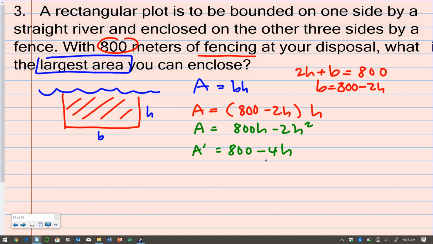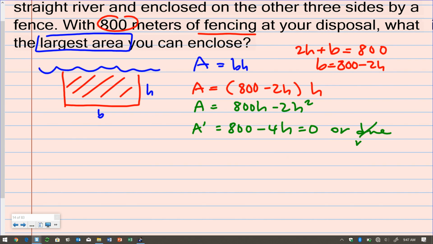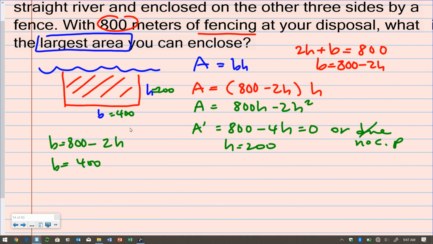Okay, so the derivative is equal to what, guys? Zero, or does not exist. On the does-not-exist side, I'm going to find no critical points. On this side, I'll get H is equal to 200. Okay, so let me go ahead and write that in my picture. H is 200. When H is 200, can I figure out what B is? It's 800 minus 2 times H, right? So B is going to be equal to, are you guys getting 400? Yes? Okay, so B is 400.